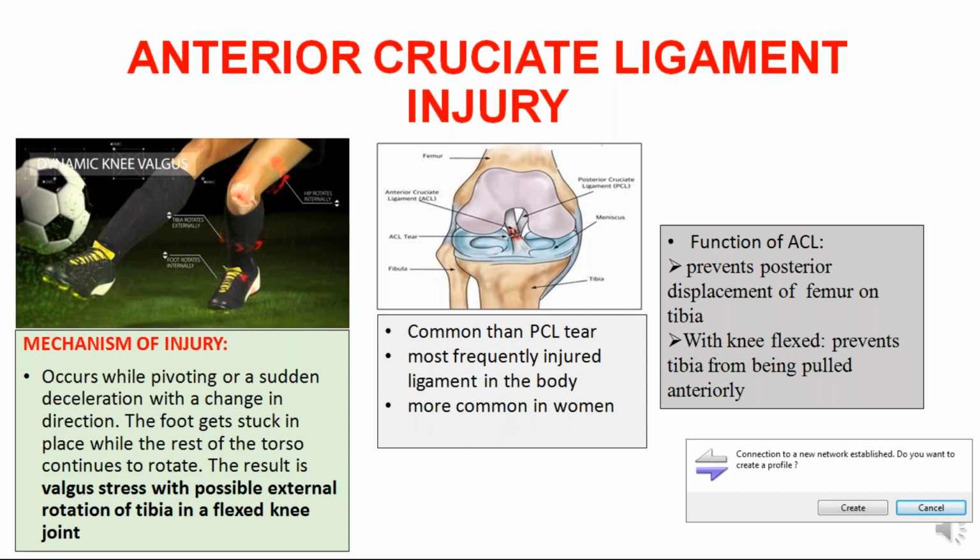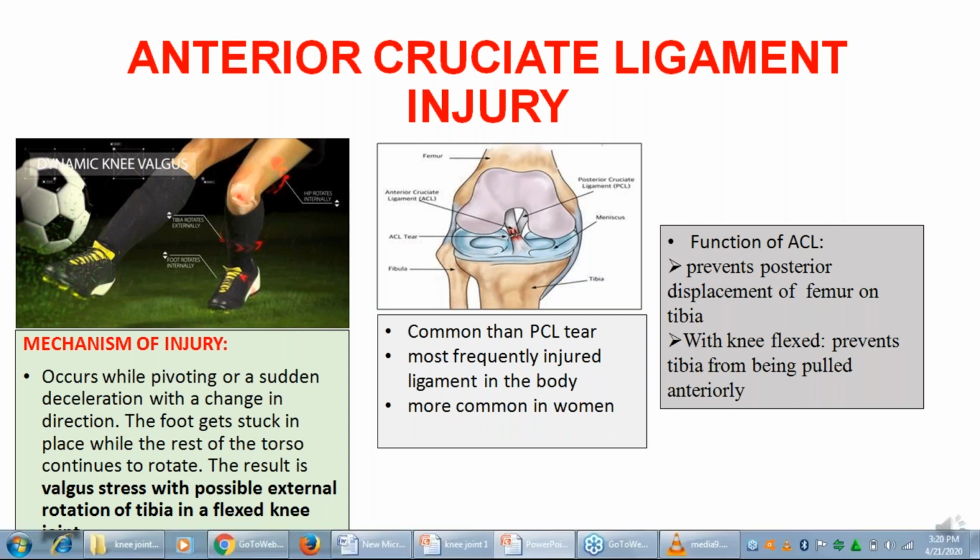While the foot is planted on the ground, the torso, the upper part, is continuing its rotatory movements. So this is going to result in a valgus stress with possible external rotation of the tibia. So the tibia is going to externally rotate, and the knee in this condition is flexed.